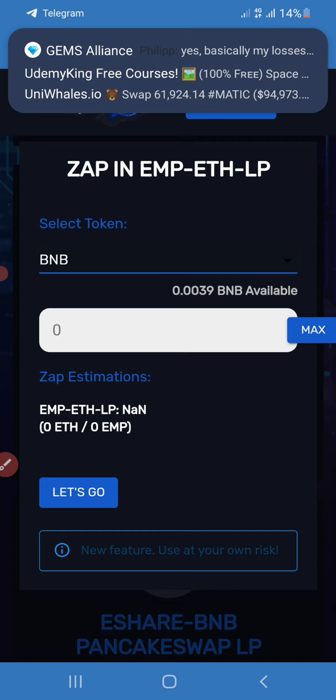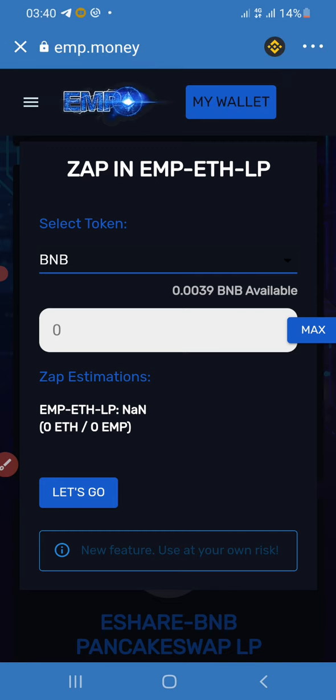In case you want to do it manually or automatically, to always come back and create the EMP token easily without having to go to Pancake Swap and have a lot of trouble. You understand what I'm saying? Not really trouble, but it will take you a lot of time to do all this process of going back and forth. You know what I'm saying?